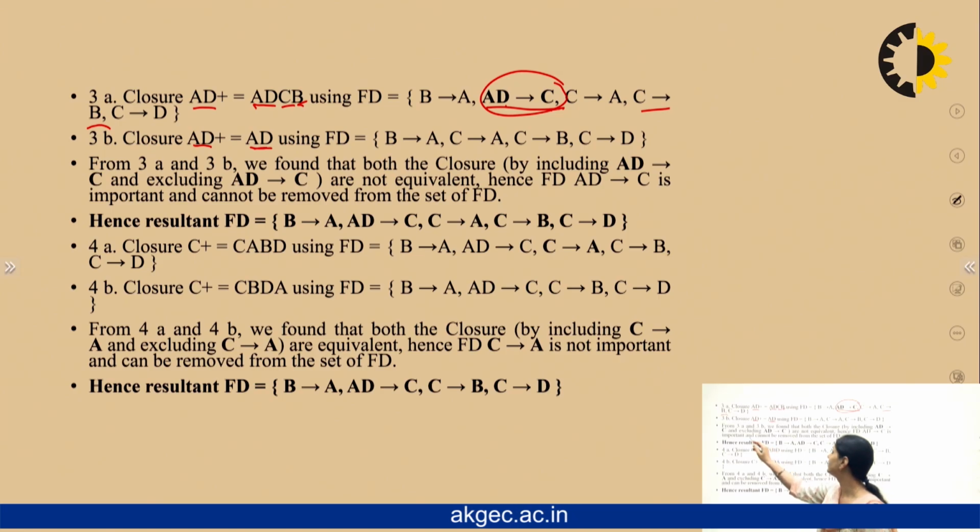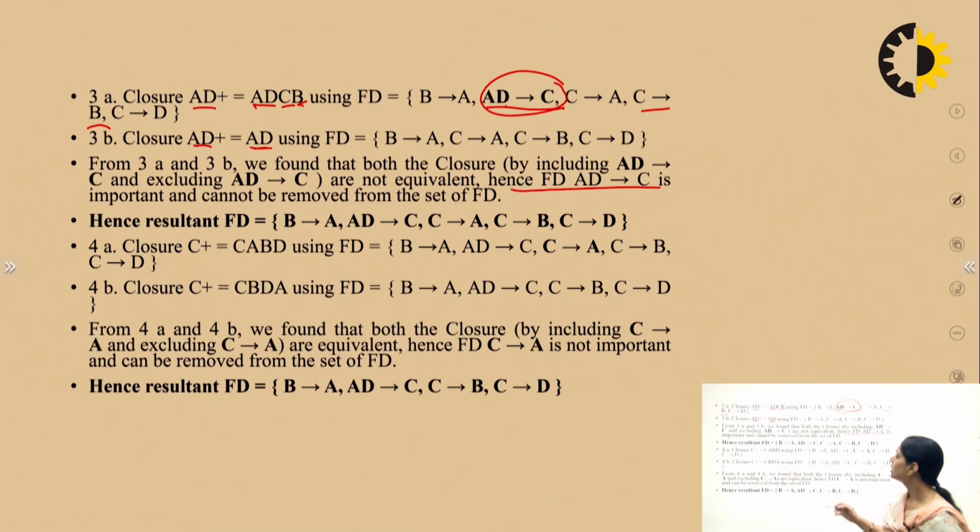So, these are not equivalent, hence the functional dependency AD dependent upon C is important and cannot be removed from the set of functional dependencies. So, the resultant set of functional dependencies is this one. The next step is to check for C dependent upon A for this functional dependency.